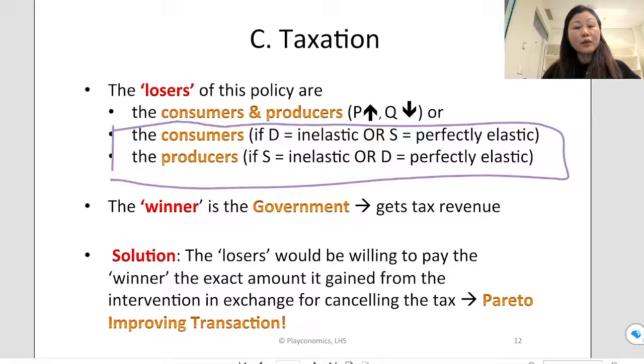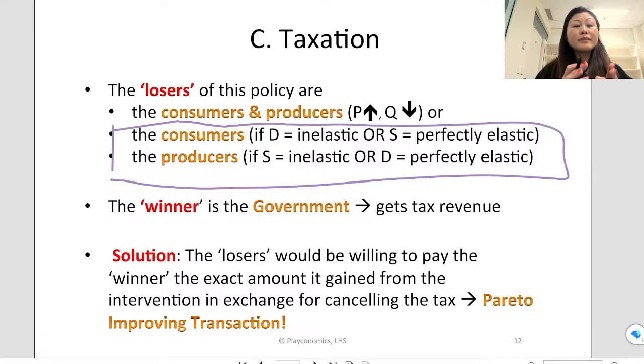And what is the solution? The solution will be that the losers are willing to pay the winners the exact amount it gained from the intervention in exchange for cancelling the tax. So we're trying to transfer the tax revenue of the government in exchange for eliminating the tax. And that will be a Pareto improving transaction. Now, I know that I've got 3 minutes left, but I do want to give you an example. Hypothetically, okay? I think without an example, it's a little bit hard to understand.